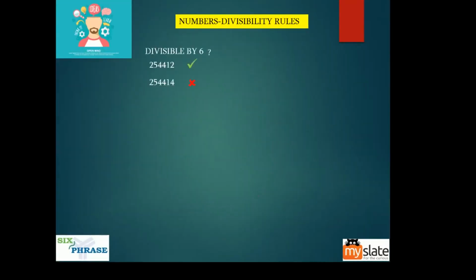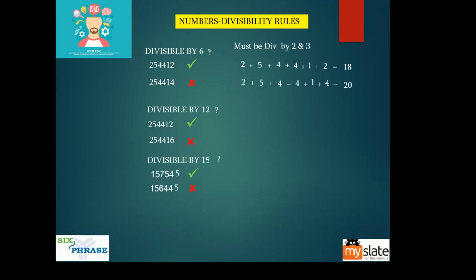Next, divisibility by 6. Okay, guys. Now 6, 12, 15. I want you to understand something about these numbers 6, 12, 15. These numbers are what I call composite numbers. When you are trying to understand the divisibility rules for composite numbers, there's one thing that you need to be aware of.